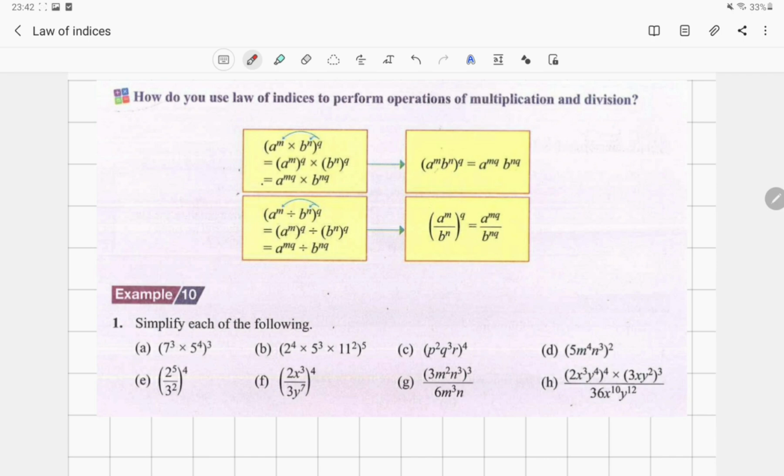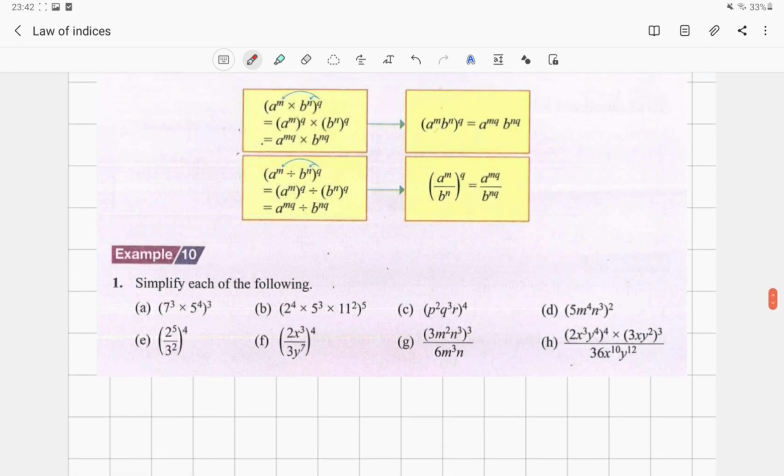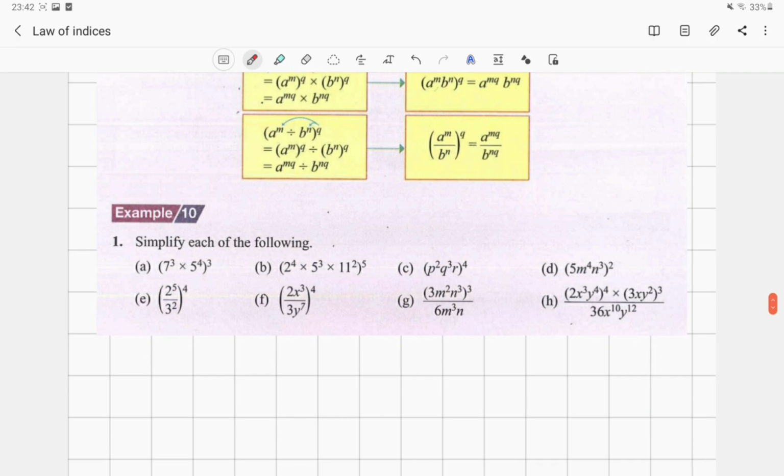In the previous class we have covered 3 laws of indices. Now we continue. How do you use the laws of indices to perform operations of multiplication and division? In the previous class we covered the multiplication and division of indices. Now look at example 10. Simplify each of the following.